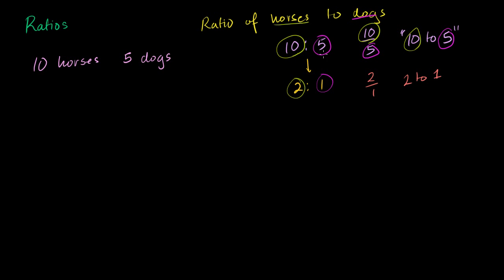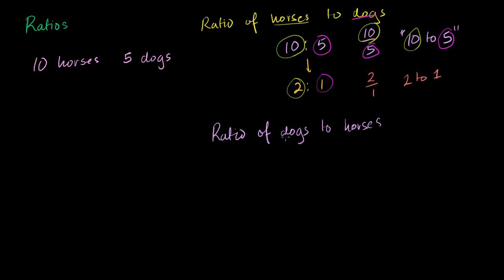What's interesting about ratios is that it doesn't always have to be literally the number of horses and the number of dogs you have. What a ratio tells you is how many horses do I have for every dog, or how many dogs do I have for every horse. Now, just to make things clear, what if someone asked me, what is the ratio of dogs to horses?